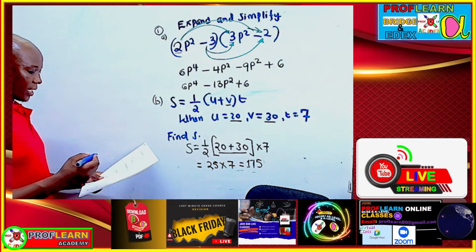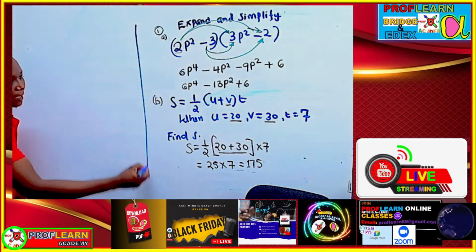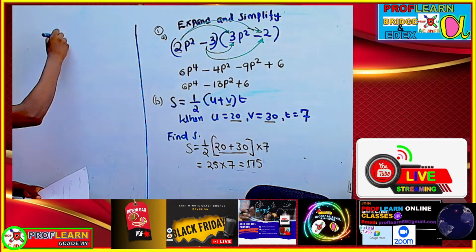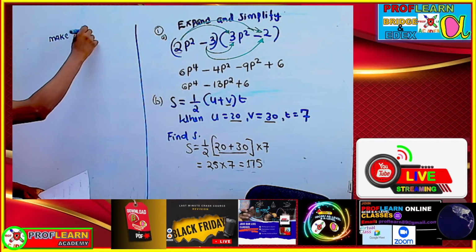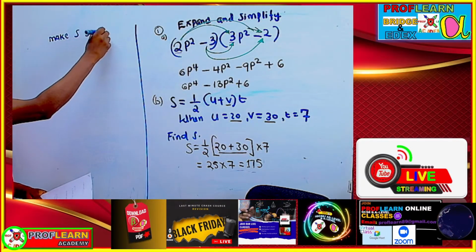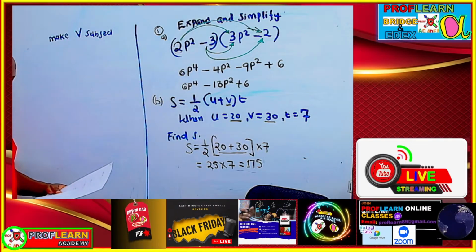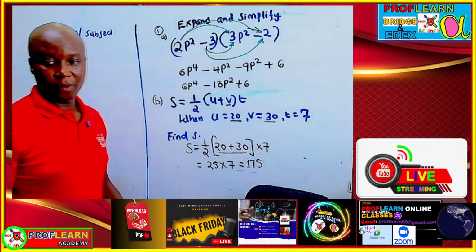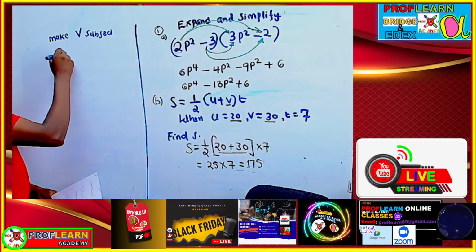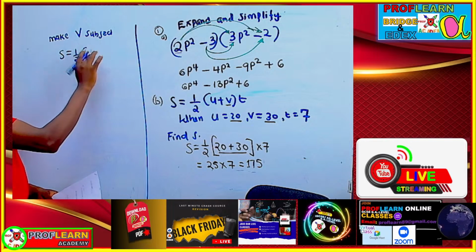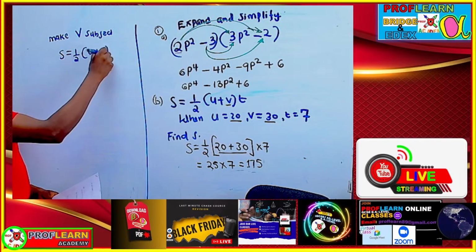Candidates were asked to rearrange this, and in that way you are told to make v the subject of the formula. So our formula was s is equal to 1 over 2 into (u plus v) t.